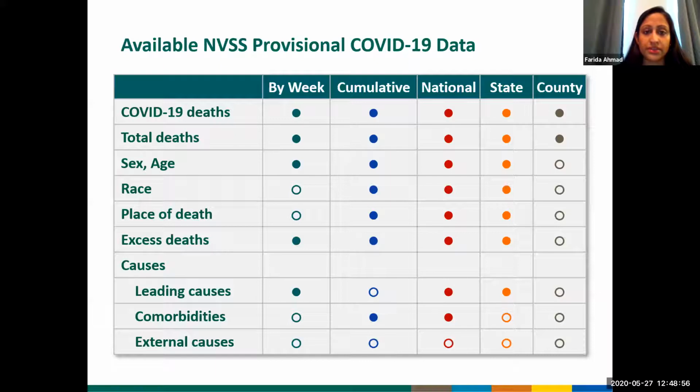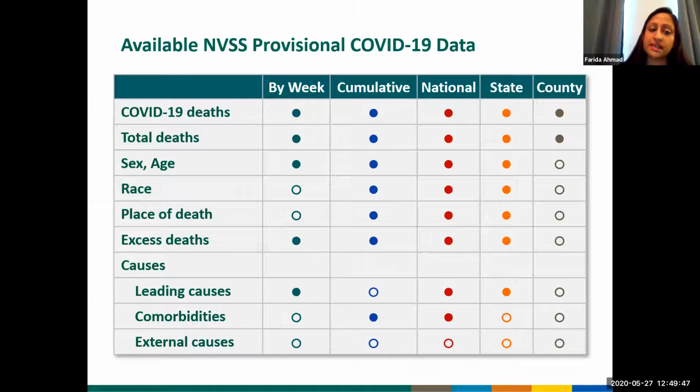Here, I have a table of the different kinds of data that we currently produce. We're constantly working to add more detail, more information for folks such as yourselves and other researchers to be able to analyze the data in different ways. But currently we do daily updates of COVID-19 deaths and total deaths, and we publish those numbers by week. And when I say by week, that's by the week the death occurred. We also produce cumulative counts on the national level and the state level. And on the sub-state level, at the county level, we update that information on a weekly basis.